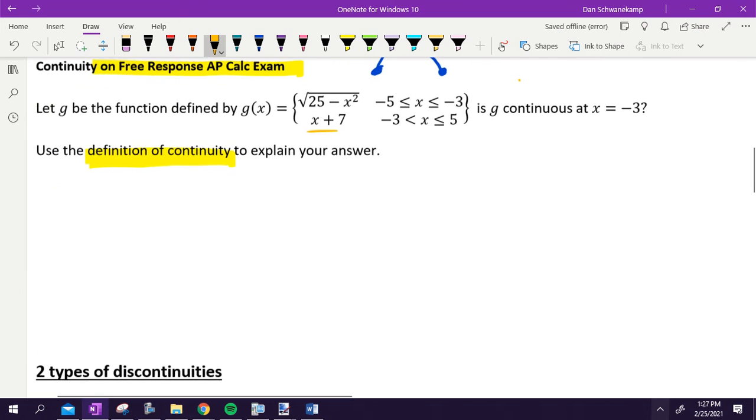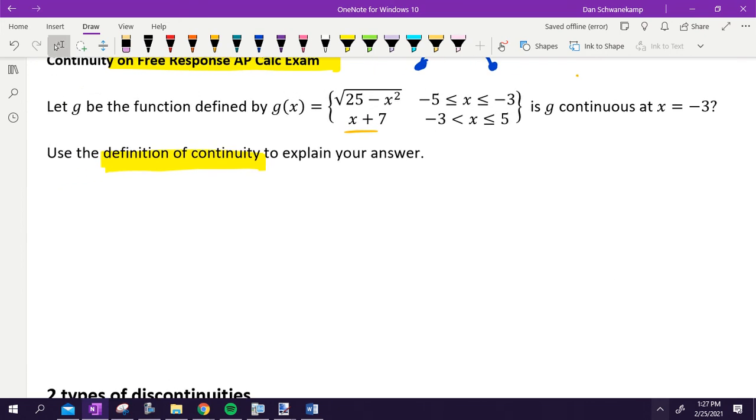All right. And to prove that, we're going to use the definition of continuity. So to use the definition of continuity, we are going to do this. We're going to find the limit as x approaches, what number do I care about them being continuous at? -3 is the only place we care about. We're going to find the limit as x approaches -3 from the left. I'm going to find the left equation. Which equation up there am I going to use to find the limit as x approaches -3 from the left?